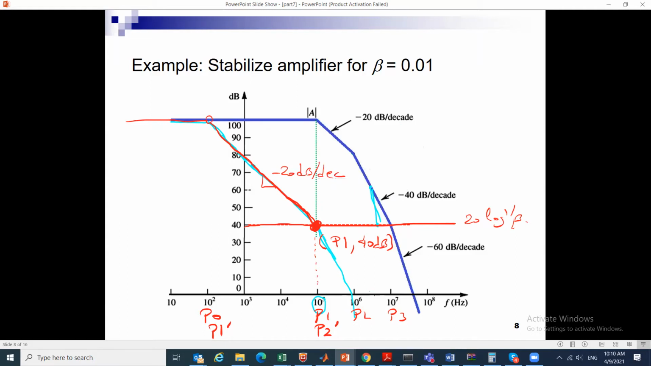I want to force a drop of 60 dBs at P1, and the point P1 is at the conjunction of the intersection of the minus 20 dB line and the 20 log 1 over beta line. Was the requirement clear? Okay, so I actually want it to be at 10 to the 5 equal to 40 dBs. I know at P0 it is 100 dBs. I can now solve for it.